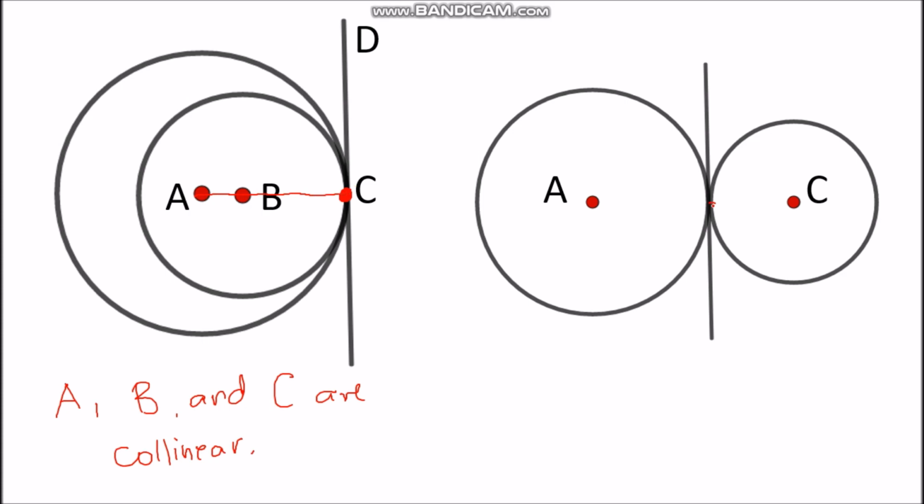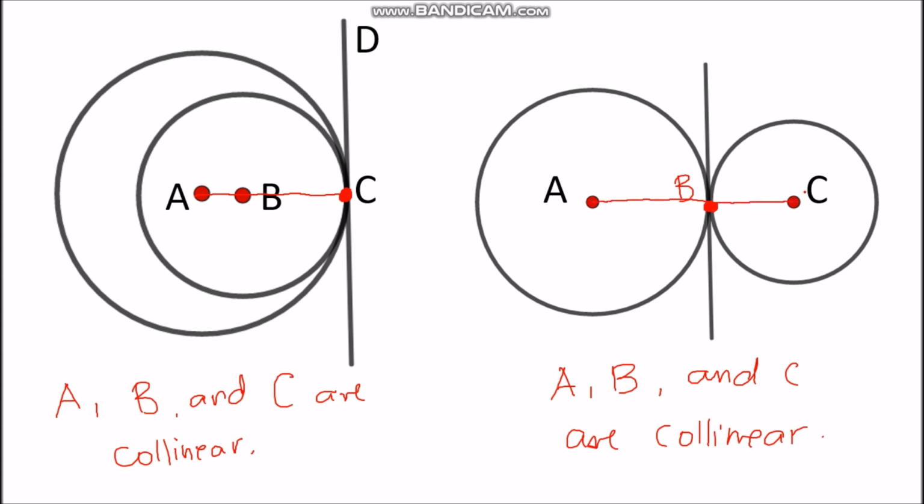Same as with this one. Let's put here point of tangency C. Let's say this is B. So again, you can say that A, B, and C are collinear. Again, this is based on the tangent circles theorem, or whenever you have tangent circles, then the centers and the point of tangency are collinear, or they lie on the same line.